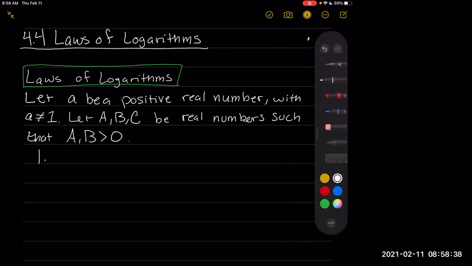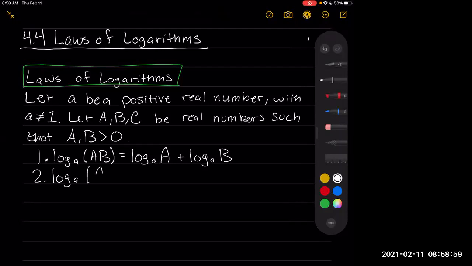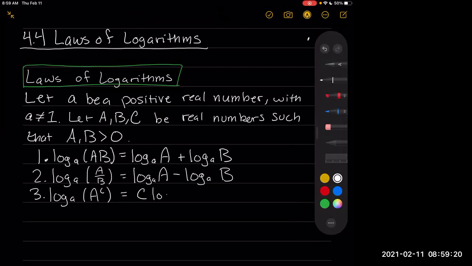So first, we have that log base a of A times B equals log base a of A plus log base a of B. And then for 2, we have log base a of A divided by B. This is log base a of A minus log base a of B. And then third, we have log base a of A raised to the C, and this is C times log base a of A. So these are our 3 big laws that we're going to be working with.